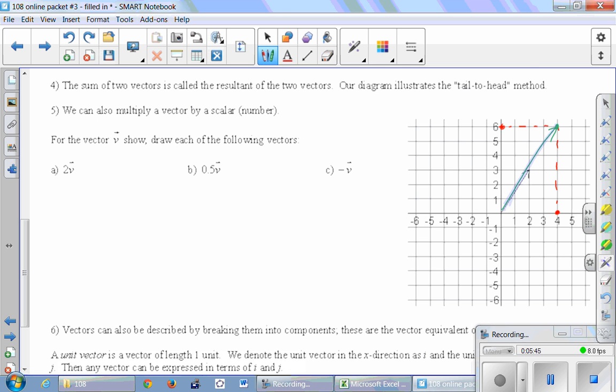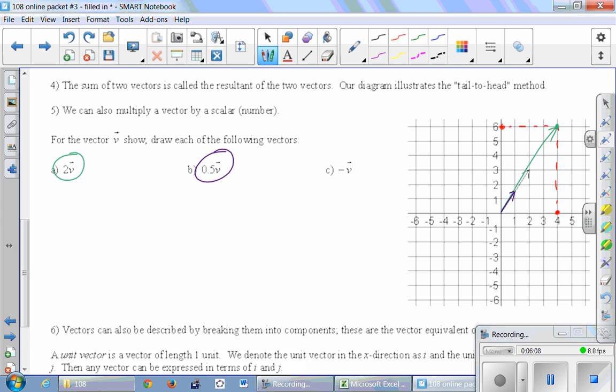Let's take a look at B, which is 0.5v. So I'll just circle this in green so we know that's the green one. And then we'll do 0.5v in purple. So it's going to be the same vector as the original black vector that's drawn on this picture, but we only want to go half as long. So I think that ends me right there, half as long.